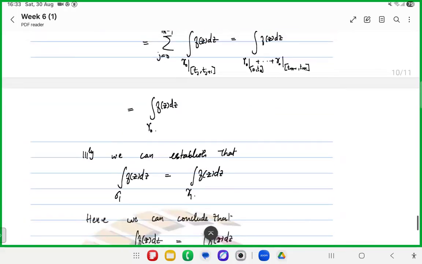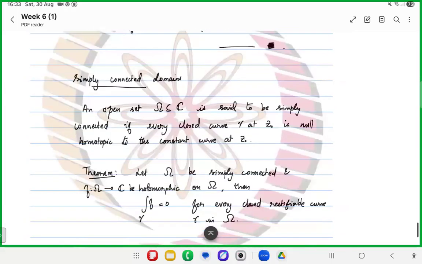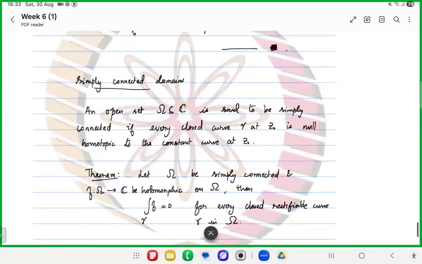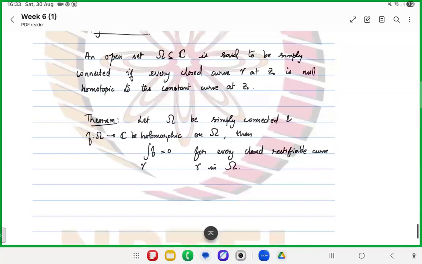This is a big proof. We are leaving this simply connected paths. So the last thing is when omega is simply connected. This means that any closed curve is null homotopic here. So over any closed curve, because it is null homotopic, the integral becomes 0. This is the theorem.